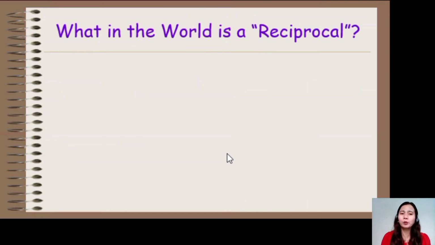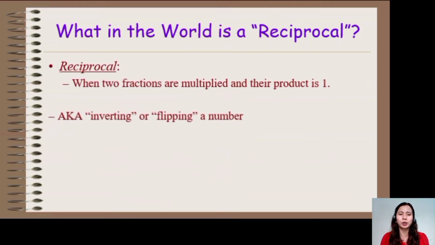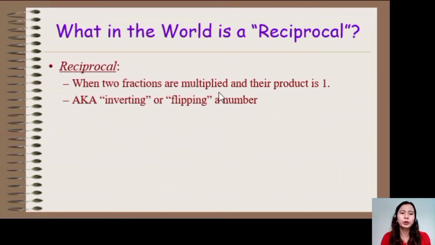Okay, so what in the world is a reciprocal? I hope napanood niyo yung song video regarding dividing fractions. So when we say reciprocal, when two fractions are multiplied and their product is 1, aka inverting or flipping. So, synonyms. Okay? Pag sinabing reciprocal, pagbabaliktarin mo. The numerator becomes the denominator, then the denominator becomes the numerator. That is reciprocal, inverting or flipping.